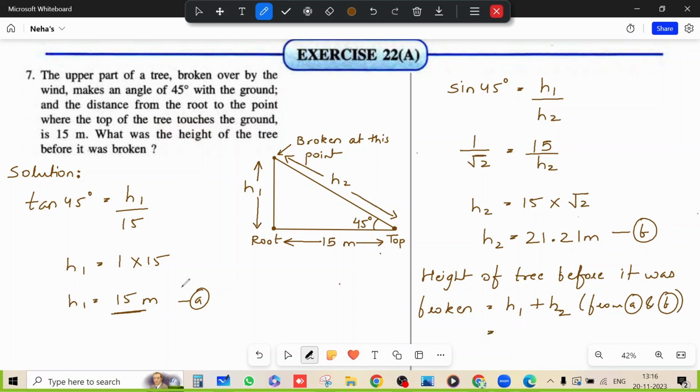And this is equal to 15 plus 21.21 meters, and that is equal to 36.21 meters. So this is the answer of the question.